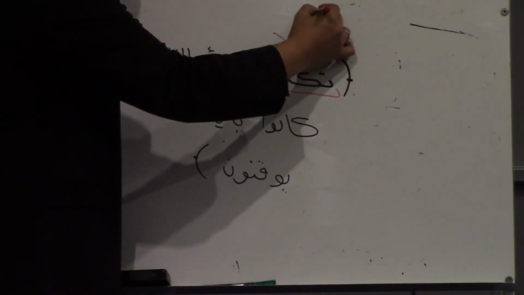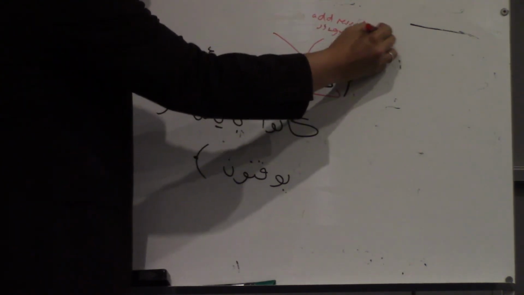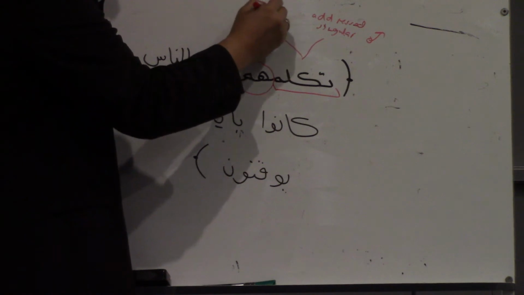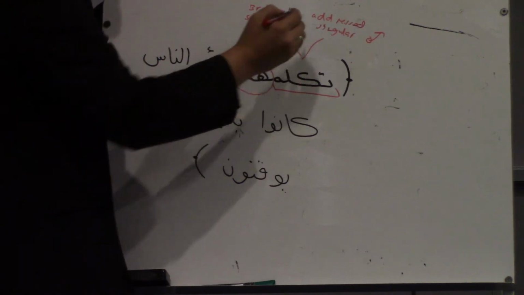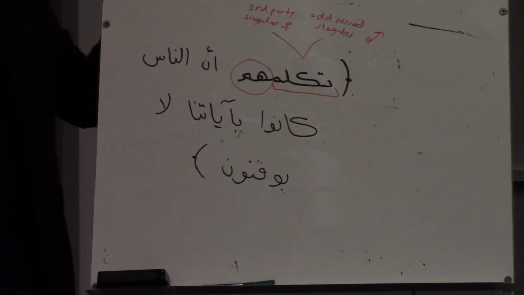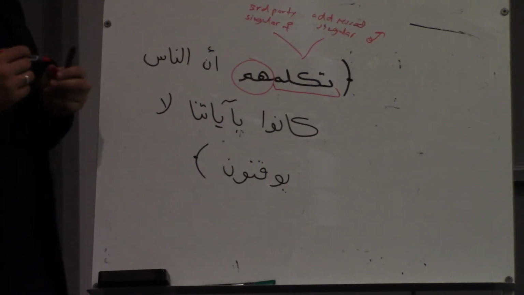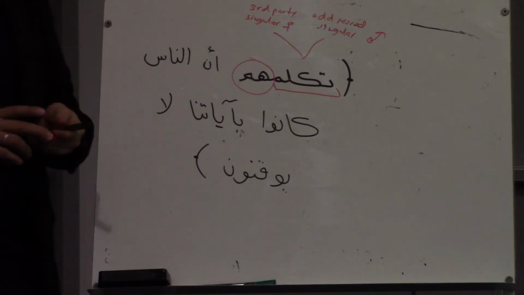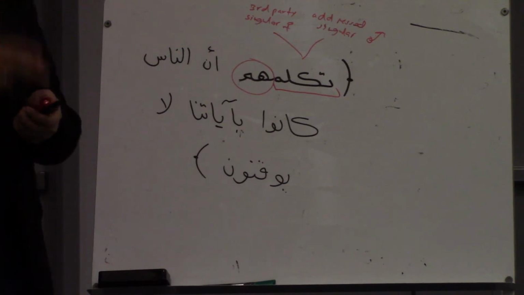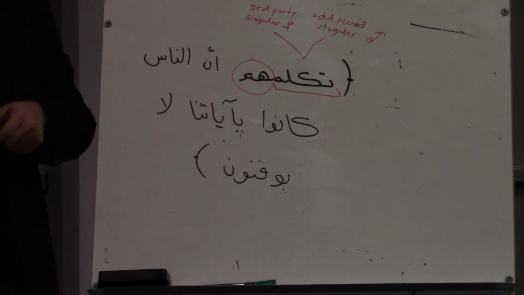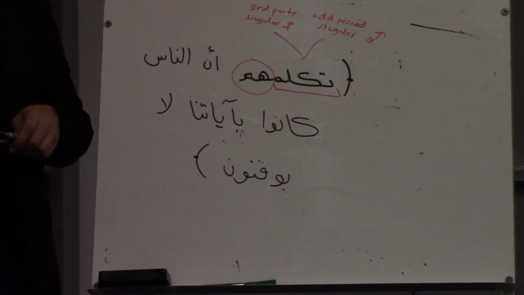Is it addressed, singular, or is it third party, singular? Tukallimuhum, telling them or talking to them, or explaining to them, أن الناس, that human beings, كانوا بآياتنا لا يوقنون, did not have certainty in the signs of Allah, in our signs, or the signs of Allah subhanahu wa ta'ala. So is it you will speak to them and tell them that, or that she will speak to them and tell them that?